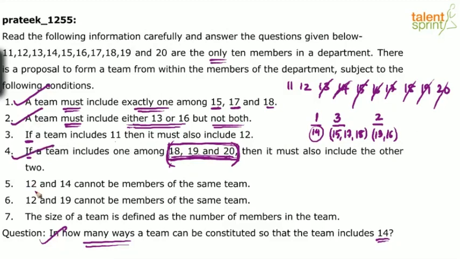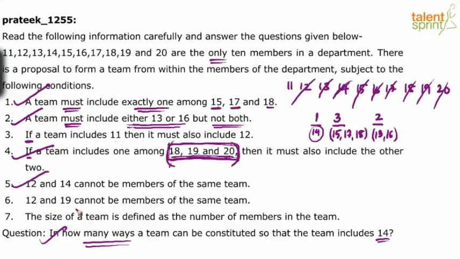It says 12 and 14 cannot be the members of the same team. This is very simple. 14 has to be the member of the team. Right? 14 has to come, definitely has to come. So if 14 comes, then 12 cannot come, because 14 and 12 cannot be the members. So 12 cannot come. So we have cancelled 12, which means we need not worry about 12 now. Alright? So the fifth condition is satisfied.